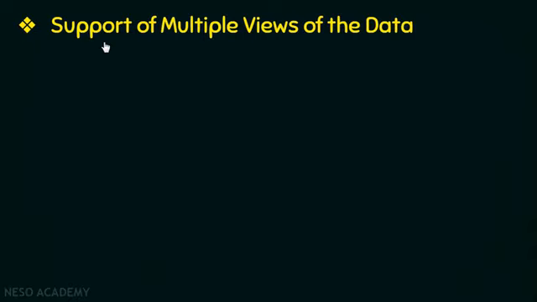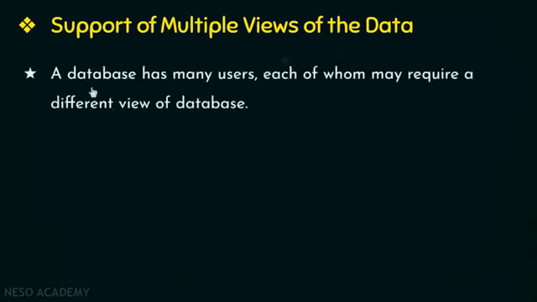The next characteristic of DBMS is support of multiple views of the data. A database has many users, and each of those users will have different needs, or they may require a different view or a different perspective of a database. For example, one user will be only interested to know the grades received by the students, while another user will be interested to only know the courses taken by each student. So DBMS will provide only the necessary data that is required for each user.